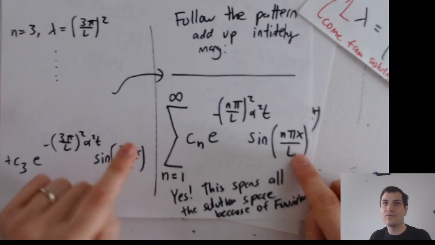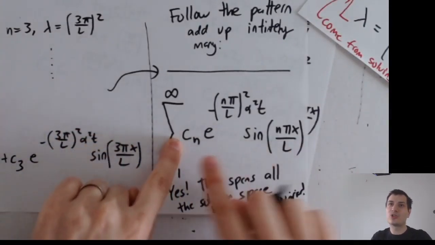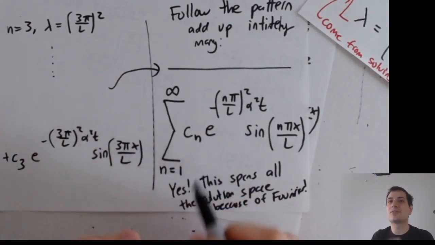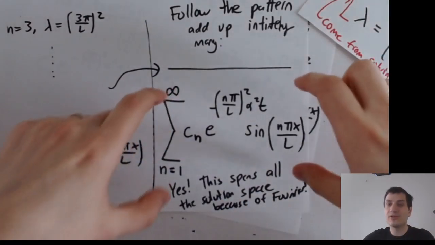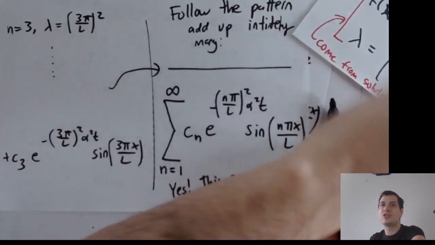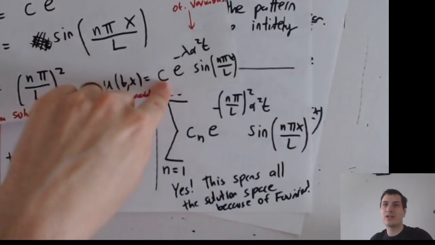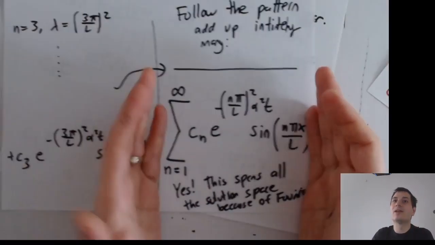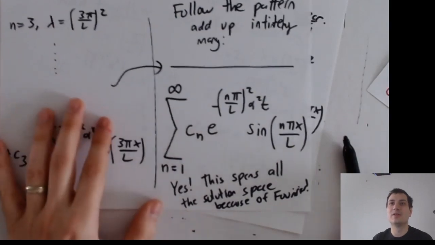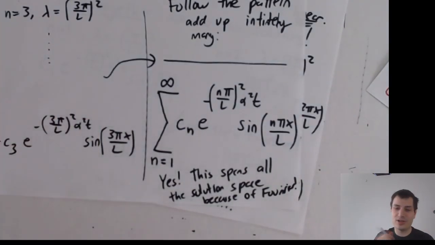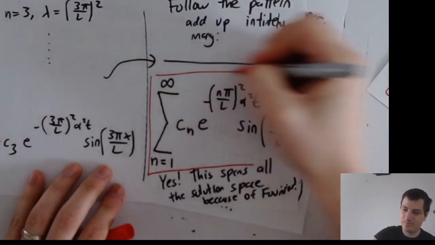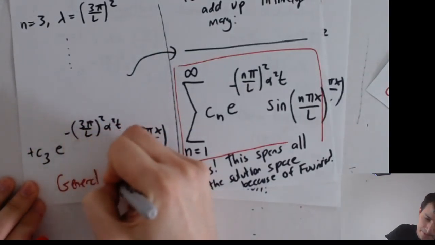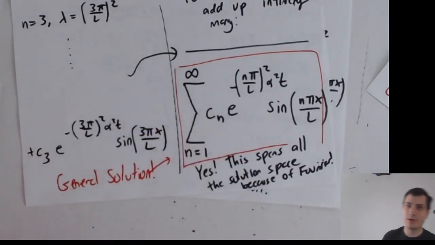And because we know how to do Fourier series, we know that by choosing the right constant Cn, we can get to any function we want. And so this is the general solution, which we found by doing superposition on our special separation of variables solutions. And because of Fourier series, we know that this will encompass all possible solutions. So that is the long and the short of finding the general solution. This is the general solution.